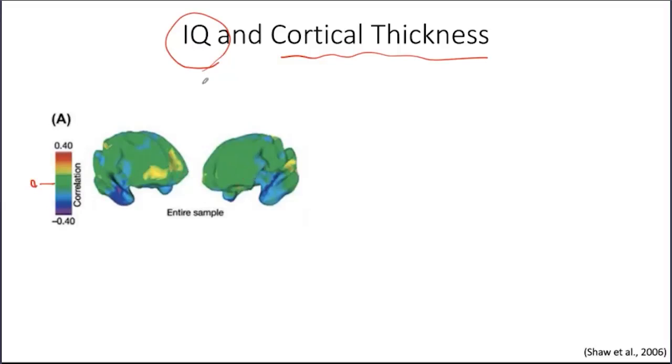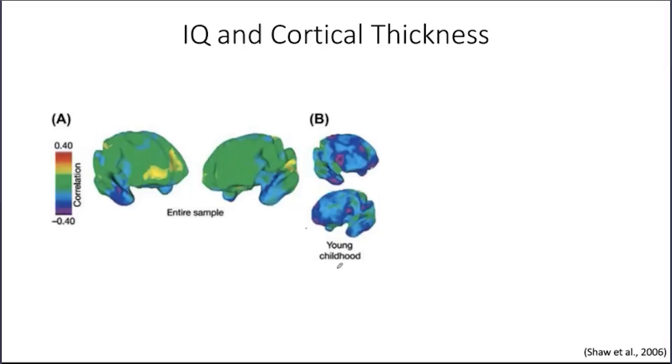So there was no correlation between the level of cortical thickness and IQ. Okay? But if they just select the group of really young children, you can see here in many parts of the brain there is a negative correlation. So something like this. If this is IQ, and this is the cortical thickness, you can see here the higher the cortical thickness, the lower the IQ. So that is the relationship that they can have.